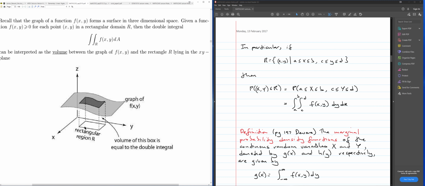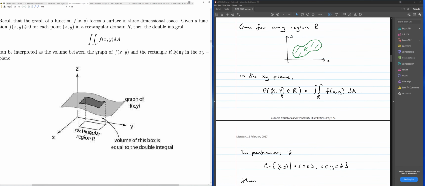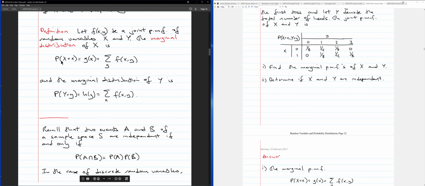But more generally, if your region R over here is not necessarily rectangular, then this is how you describe it. What this means is if I want to get the probability that my random variables x and y take values inside a region R like this, you work out a double integral over this region R over here. To get the probability that big X is equal to a certain small x over here, what you're doing is you sum probabilities from a probability mass function over all possible values of y.